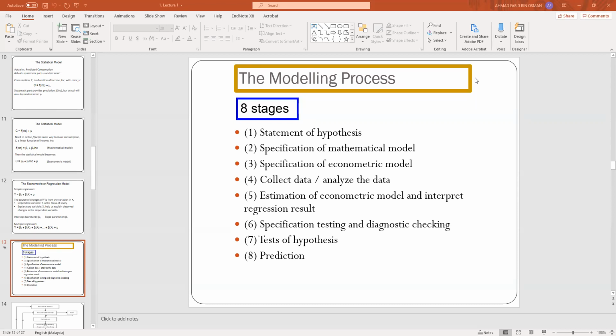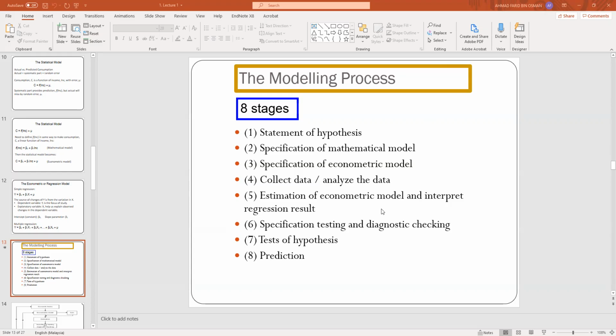And then the second step is to specify the mathematical model, and then a specification of the econometric model. So just now I already explained to you the difference between a mathematical and an econometric model. And then collect data or analyze data. And then the next one is estimation of the econometric model and interpret the regression result.